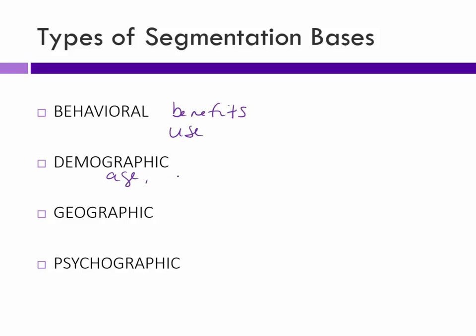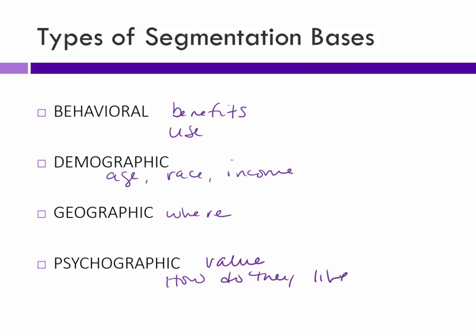Demographics are things like age, race, income, all kinds of things like that. Geographic is where they are or how they can be reached, and psychographic is what they think about and what they value. How do they live? So a couple different things there. We're really kind of combining some of the behavioral and some of the demographic things and putting together this. It's a little bit harder to identify than just where they live.